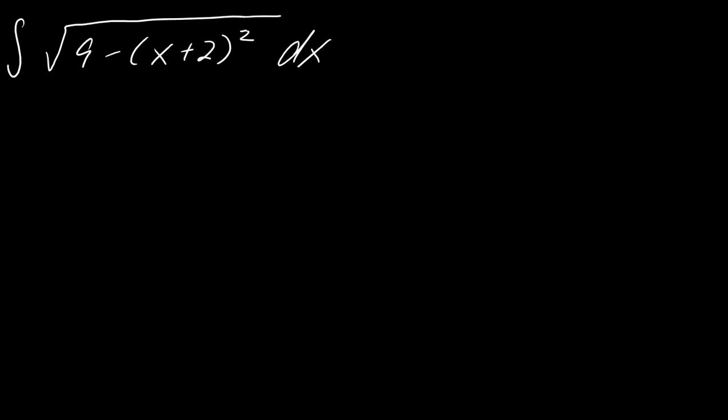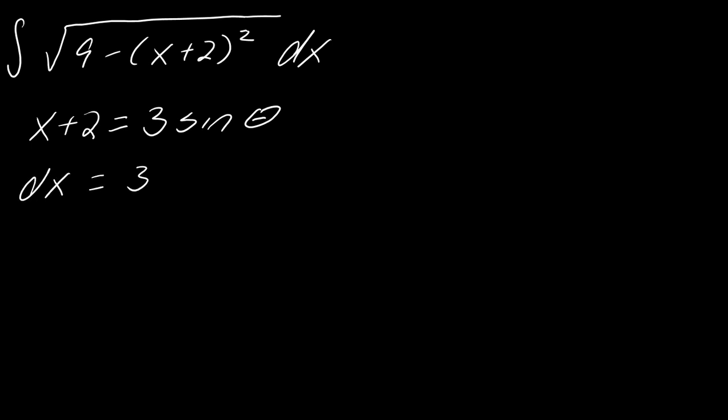Okay, so now we can move forward with doing a trig substitution. This is in the form where the thing that's being squared, so instead of it being just x squared, it's all of x plus 2 squared. So that is going to equal 3 sine theta. And so then I'm going to take the derivative of each side. So this becomes dx equals 3 cosine theta d theta.